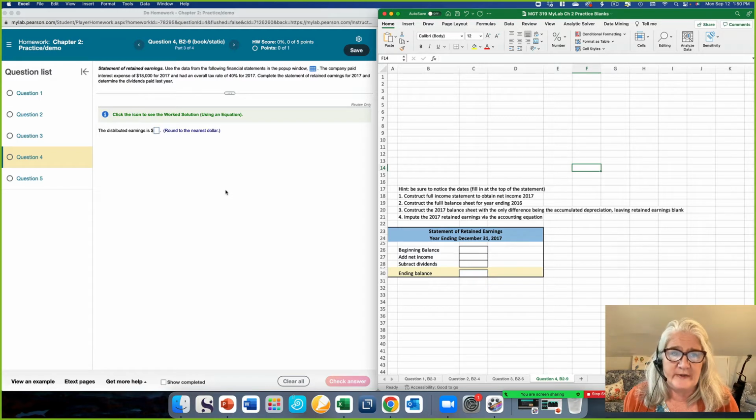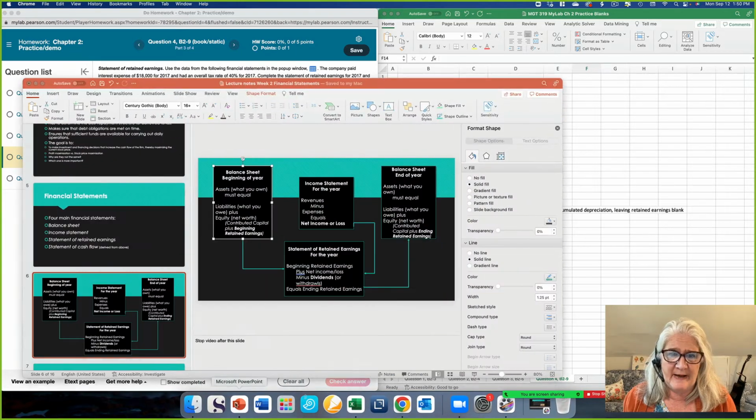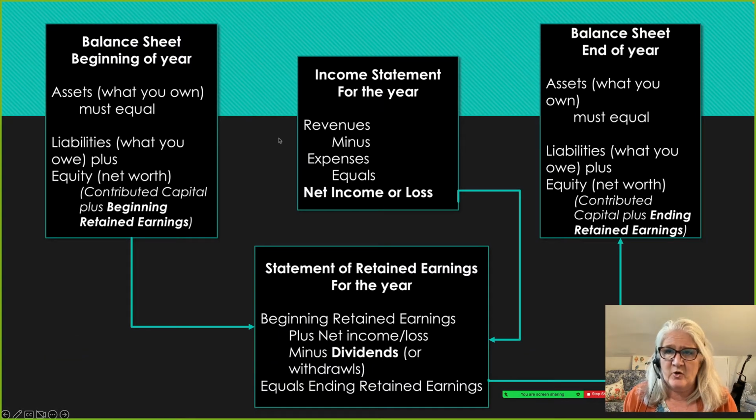Okay, so question 4 is tricky. If you look at these pop-ups, they give you three financial statements. And if we go back to the PowerPoint and how these financial statements are related, you have a beginning balance sheet, and that gives you your beginning retained earnings.